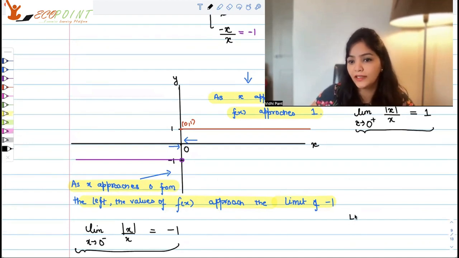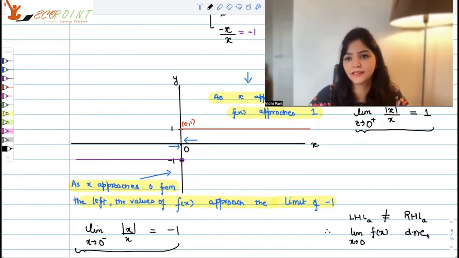So we would say that the left-hand limit, LHL stands for left-hand limit, at A, which is actually 0 in this case, is not equal to the right-hand limit at A. And that means that the limit as x tends to 0 of f(x), which is modulus x upon x, does not exist. DNE, which stands for does not exist. As you're listening to me, you should know what I'm writing. So does not exist, DNE. Okay.